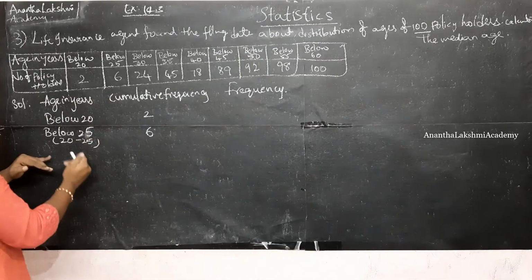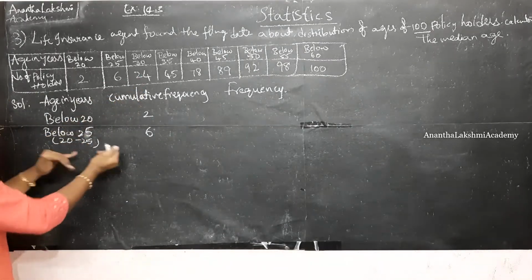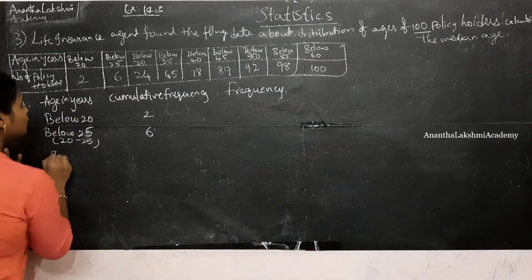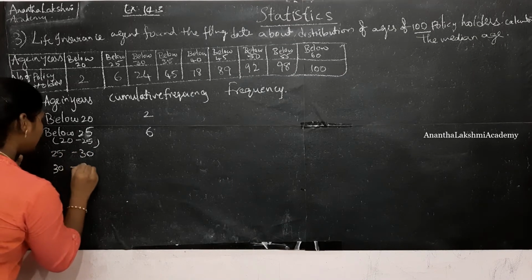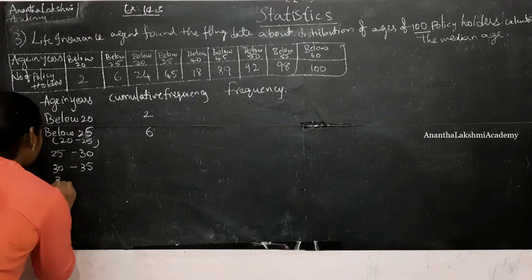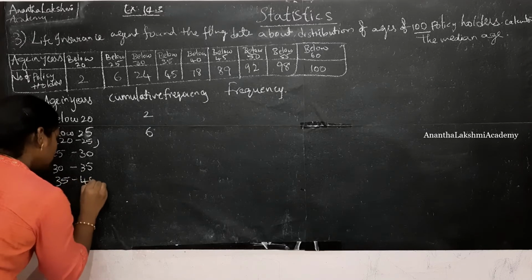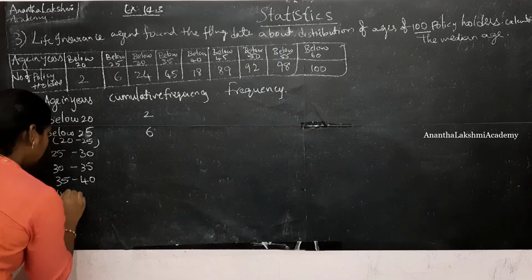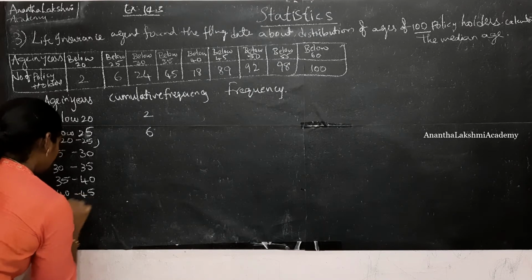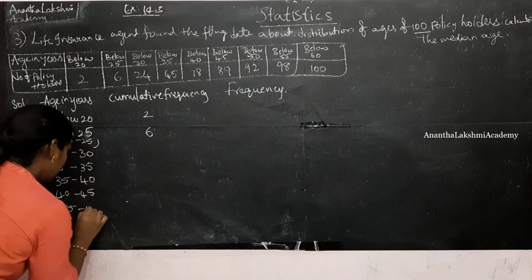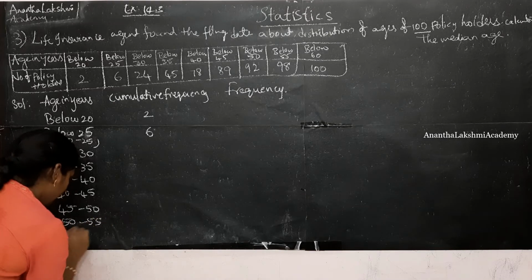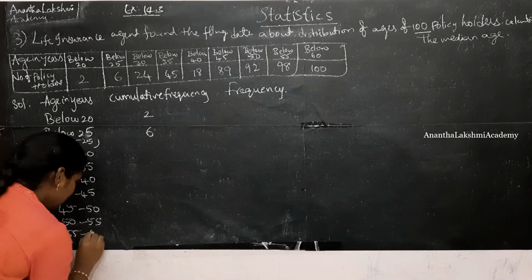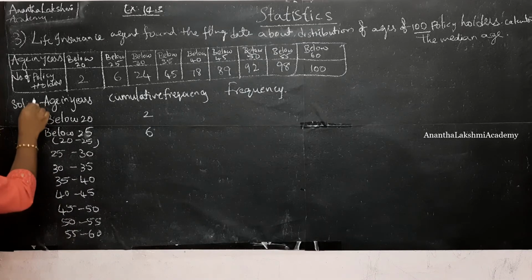So for the rest of them, instead of belows, I am going to put the intervals. Okay, so this is going to be 25 to 30, 30 to 35, 35 to 40, 40 to 45, 45 to 50, 50 to 55, and 55 to 60. This is the data we have.